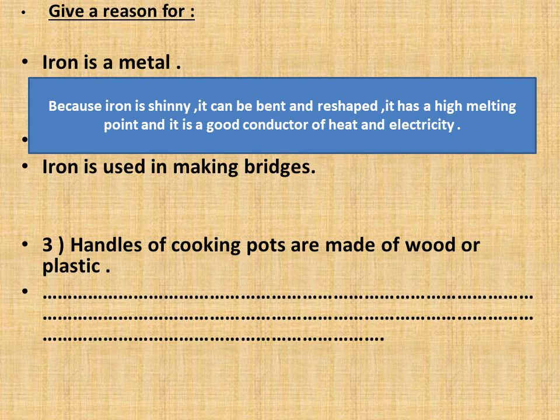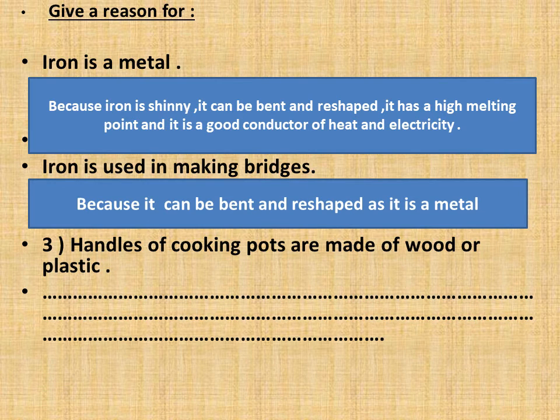Number two, iron is used in making bridges. Why iron is used in making bridges? Because it can be bent and reshaped as it's a metal. Metals are malleable and ductile. So we use metal in many different fields. So iron is used in making bridges because it can be bent and reshaped as it's a metal.